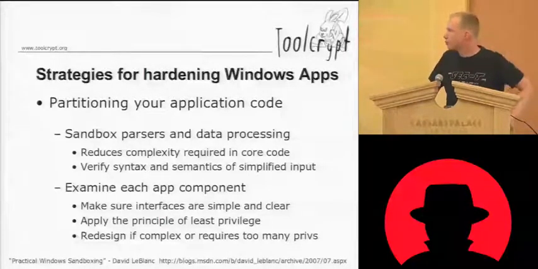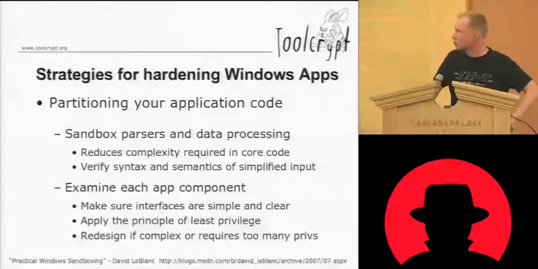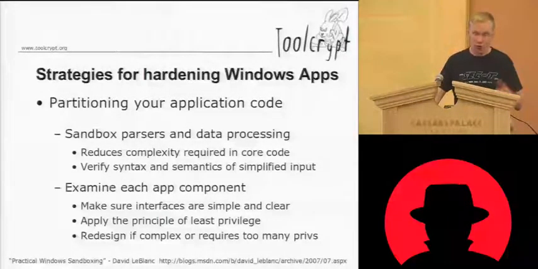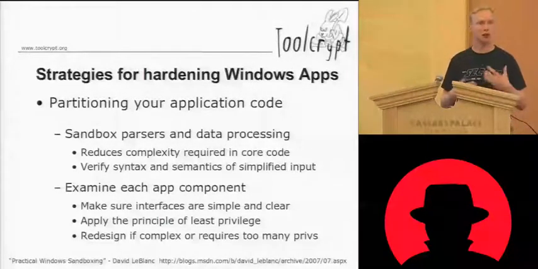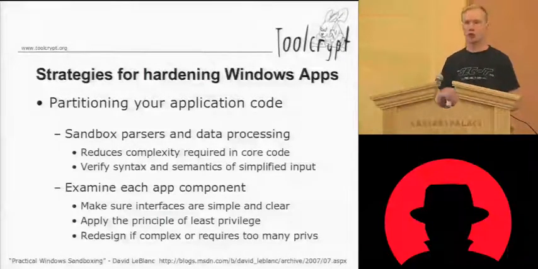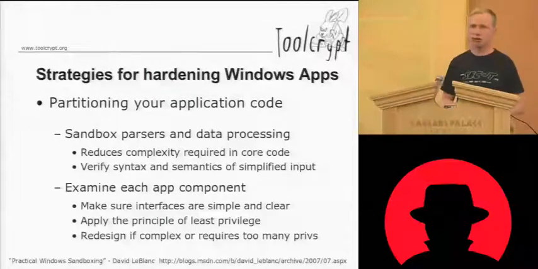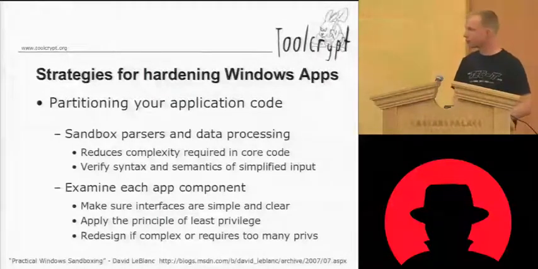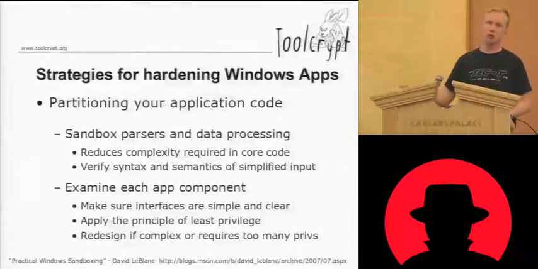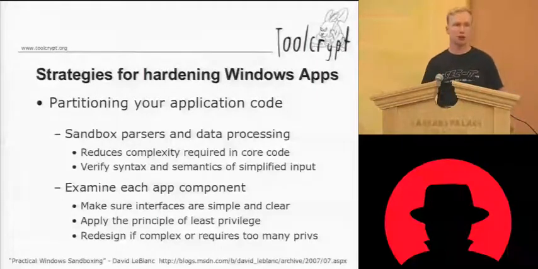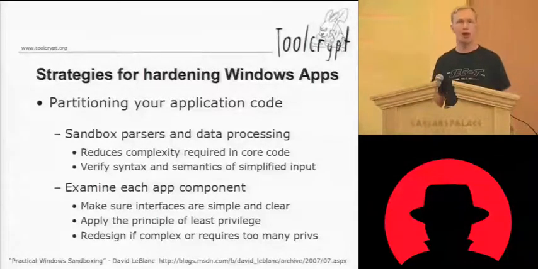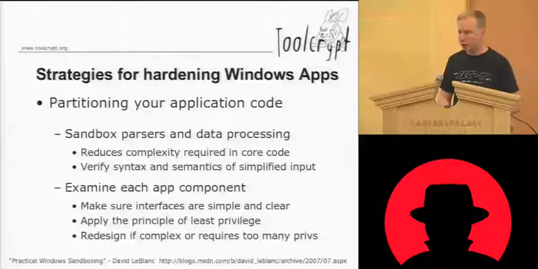Also, when you're looking at these components, make sure that these interfaces, this should actually be a part of your threat modeling if you haven't already done it. Make sure that they're simple and clear, that they're non-ambiguous, that you understand the inputs and outputs and how that relates to other components in the system. And apply the principle of least privilege. If these components don't actually need access to system resources, then that code doesn't actually have to be running as a standard user.